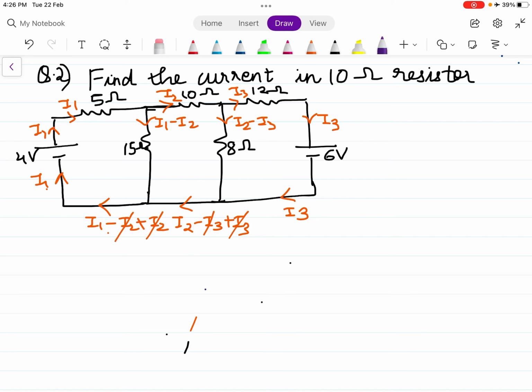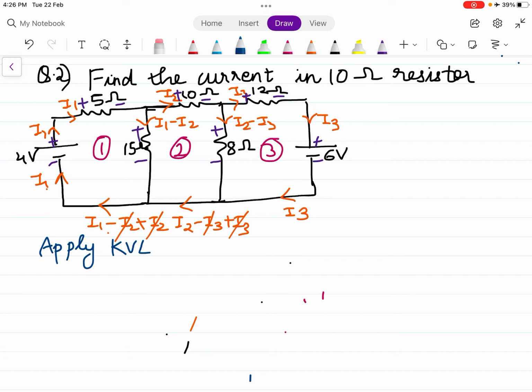So the directions are assumed: polarity positive, negative at each element. This is the positive terminal, this is negative, this is positive terminal, and this is negative. Now applying KVL. So consider this as loop 1, this as loop 2, and this as loop 3, and apply KVL. So first apply KVL to loop number 1.